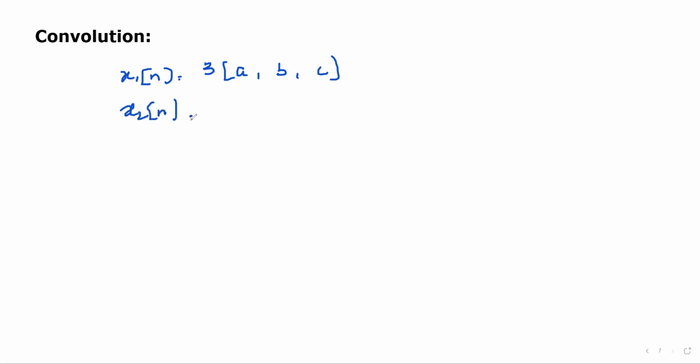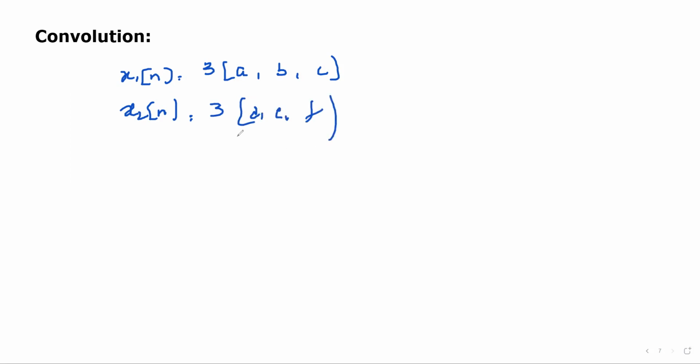The next property we have is convolution. So what is meant by convolution? It is the multiplication of two sequences at each and every point. If I have a sequence x1 of n with a length of, for example, three variables a, b, c, and another sequence x2 of n, also consisting of three variables d, e, and f.